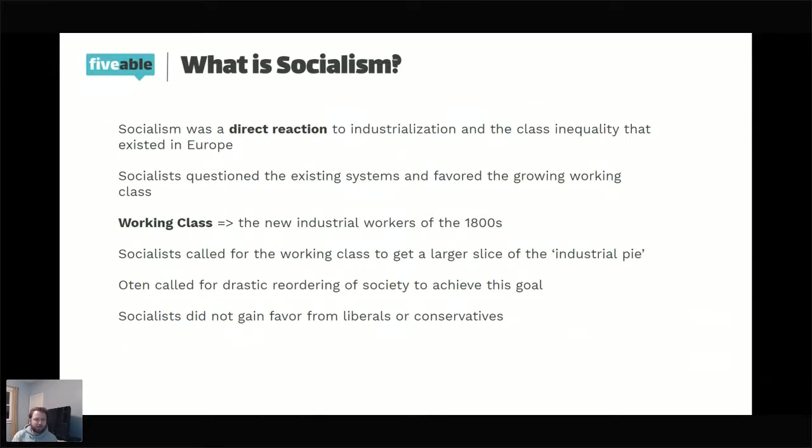The conservatives, and this is the thing we'll talk about as we go through, is that slowly but surely these groups will adapt and adopt socialist ideas as they see fit. But early on, they are not fans of each other. All right, and that's one thing we definitely have to remember here. Let's keep rocking.